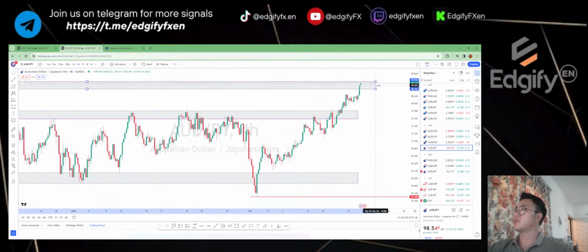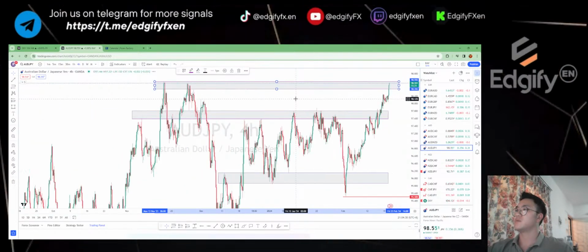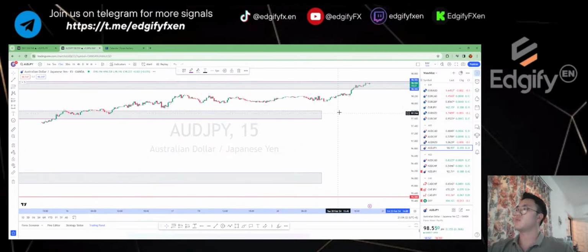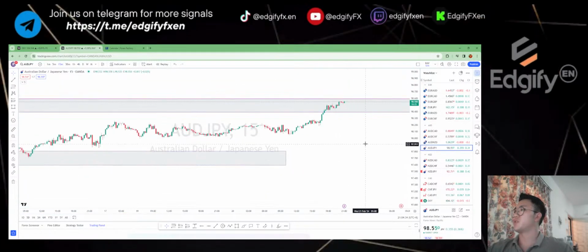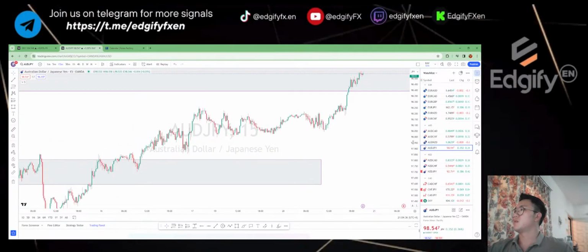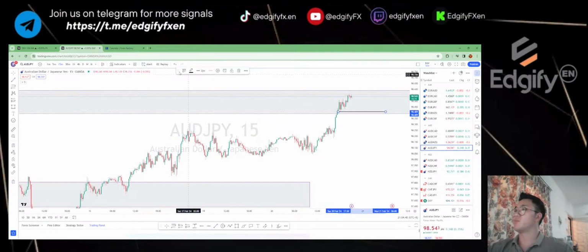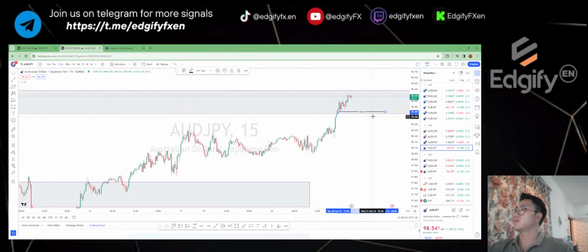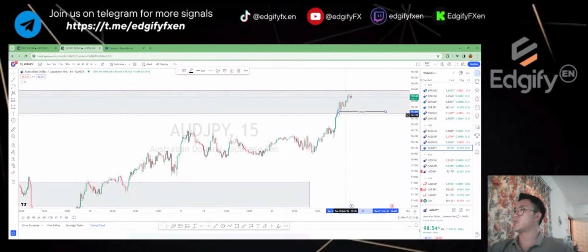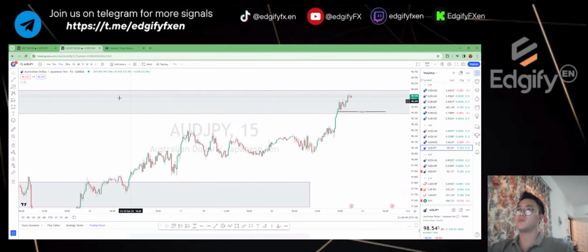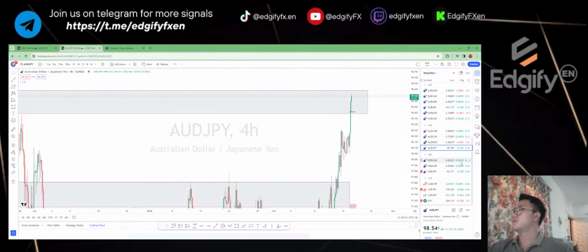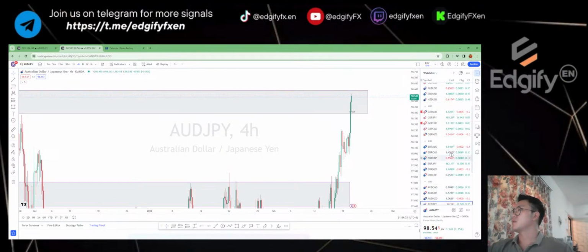Okay, AUD JPY is currently at my resistance area. Okay, on the 15-minute, obviously we also don't have any confirmation yet. What you can look at is this level to be broken. Okay, at 98.409, this level to be broken, then we will hop in for a sell. Okay.